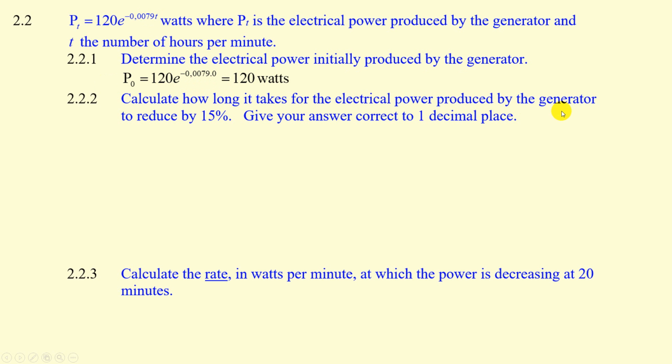Calculate how long it takes for the electrical power produced by the generator to reduce by 15%. Now, if it reduces by 15%, that means it has to reduce to 85%.